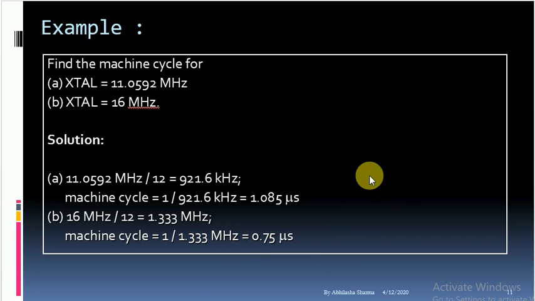So now the question is why we have to divide each crystal oscillator frequency by 12. Remember one thing: in case of the 8051 microcontroller, a machine cycle consists of 12 clock pulses. I just repeat the same line: in case of the 8051 microcontroller, machine cycle consists of 12 clock pulses.